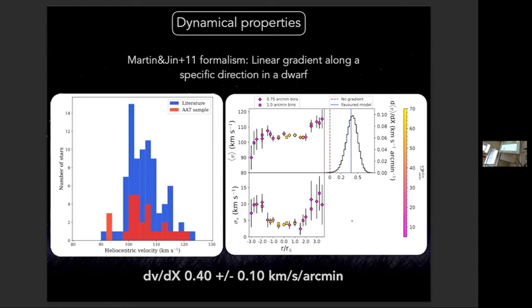It may seem not a lot, 0.4 kilometers per second per arcminute, but since Boötes 1 has a half-light radius of 10 arcminutes, slightly more than that, it's actually a shift of 4 kilometers per second per half-light radius. So across the system, it's actually quite a huge difference in systemic velocity.